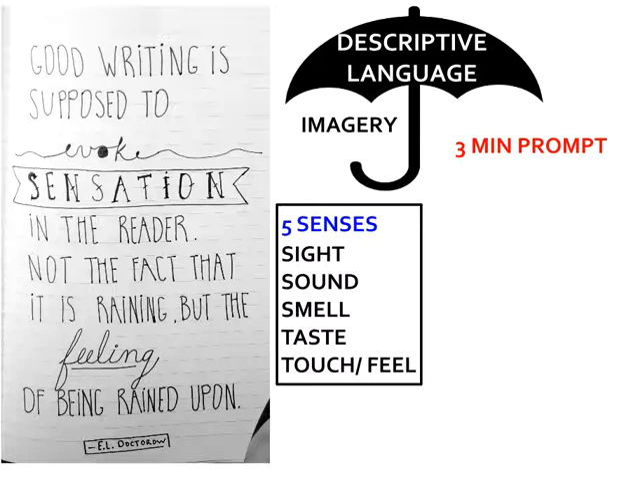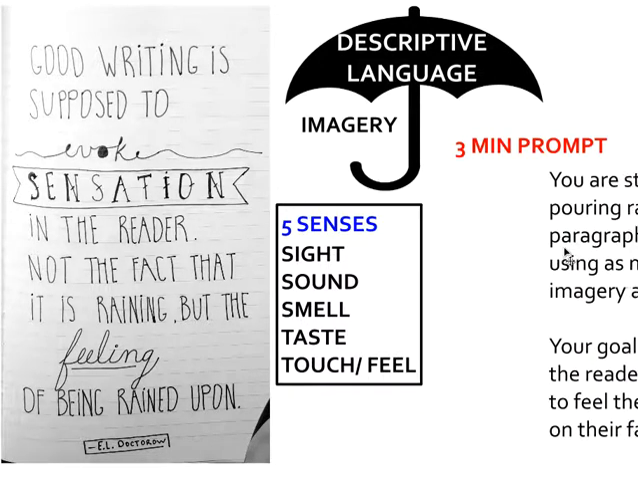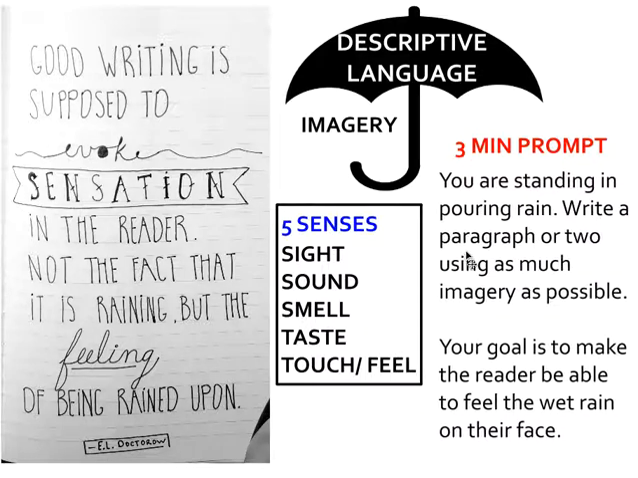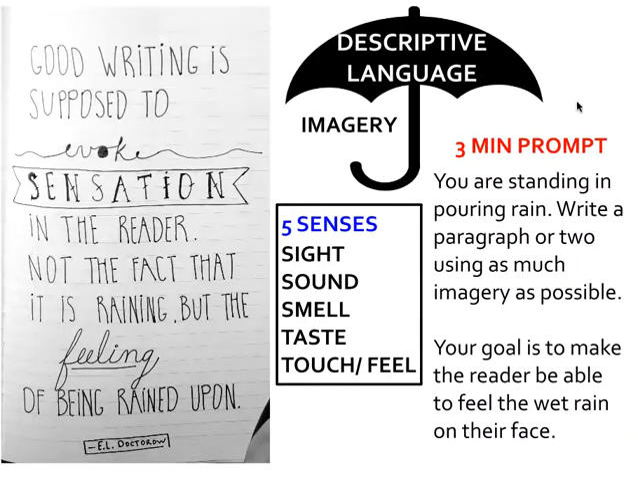So here's your job. You're going to have 3 minutes to write. In just a second, I'm going to turn on the stopwatch, and it'll count down 3 minutes. You're going to be trying in this prompt to use imagery, to use sight, sound, smell, taste, touch, and feel. And here's your prompt. You are standing in the pouring rain. It is pouring. Write a paragraph or two using as much imagery as possible.